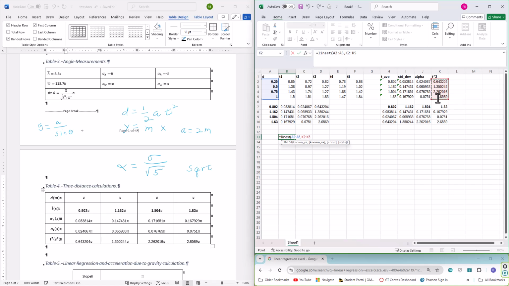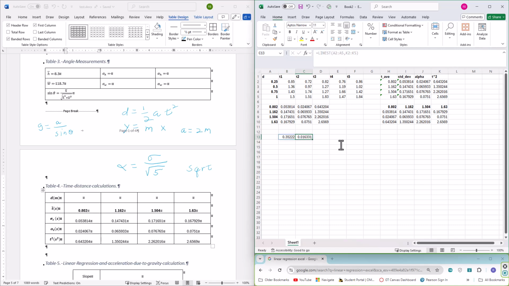Okay, comma, and that's really all I have to do. I can do the constant stats things, but it's not really necessary because they're optional and they'll just default to the ones that you see right there. So I'm going to go ahead and close, and there you go. That is my slope. That is my y-intercept.